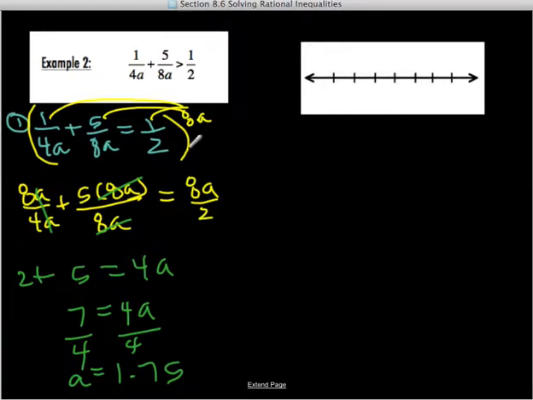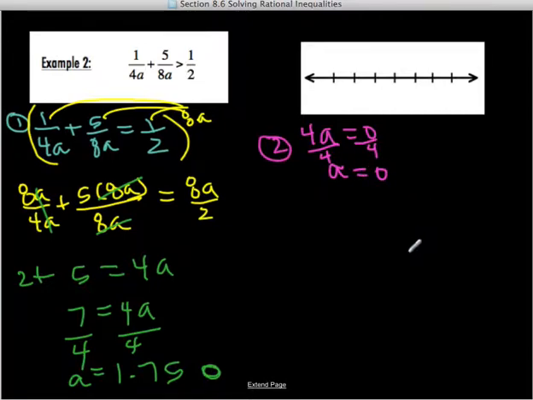All right, there's my a. So my original inequality was greater than, so it's going to be an open circle at 1.75. So let's figure out what our value for our denominator is. Okay, so step 2, we take our denominator and set it equal to 0. So we have 4a. If I divide both sides by 4, type it in my calculator, 0 divided by 4 is 0. My other denominator is 8a. Divide by 8. So once again, a is equal to 0. Okay, so it cannot be 0.